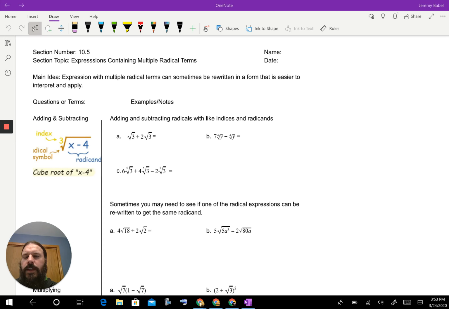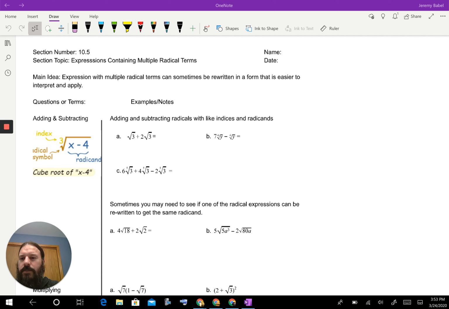Here we're going to take a look at section 10.5, which is expressions containing multiple radical terms. So things we need to do, we need to be able to add and subtract radicals when we have like indices and radicands. And just some technical terms here. When we're looking at a radical symbol, the actual thing that you probably think of as a square root symbol, that's what the radical symbol is.